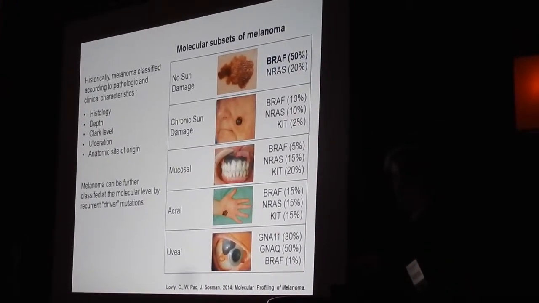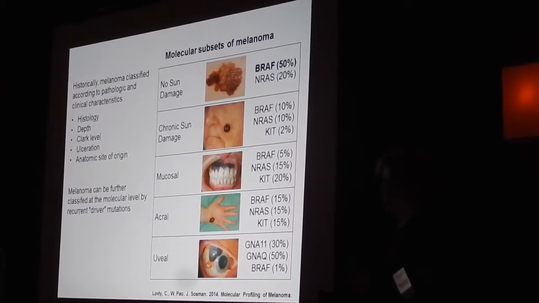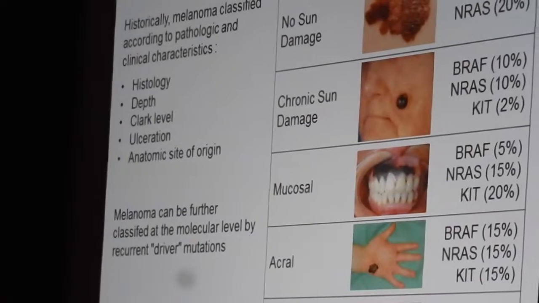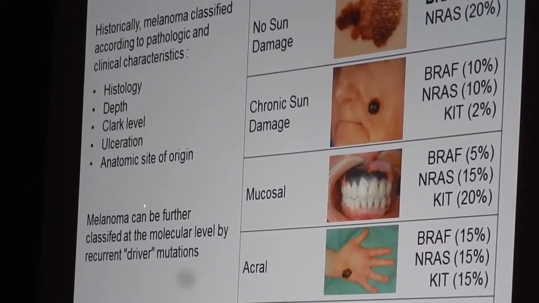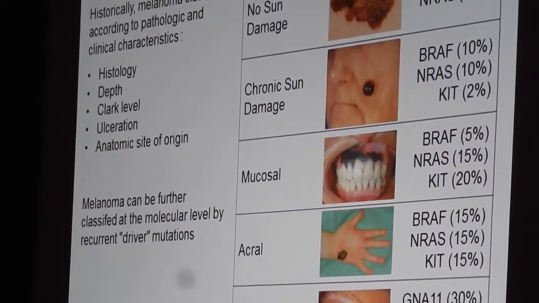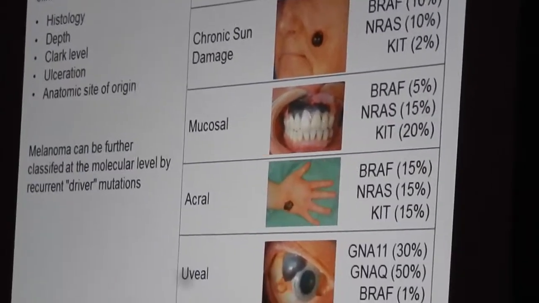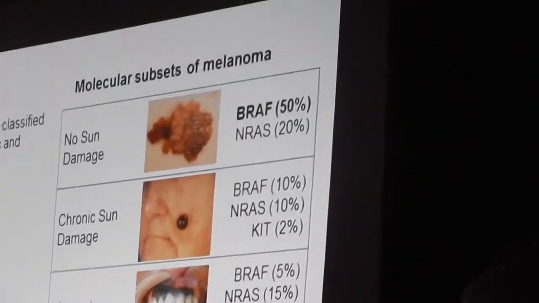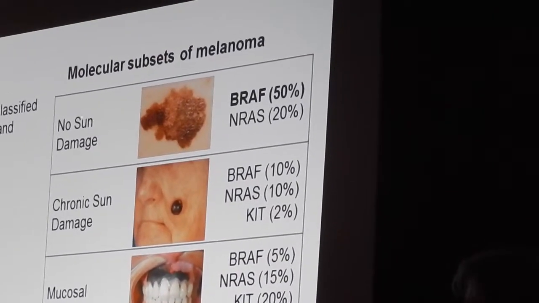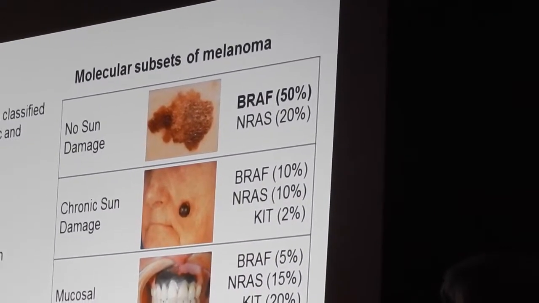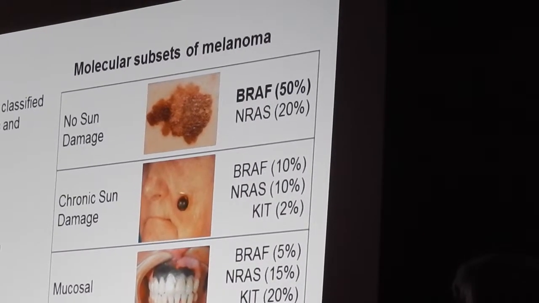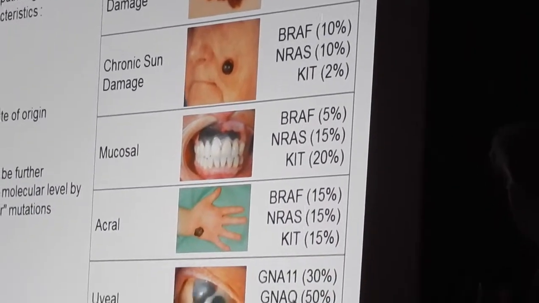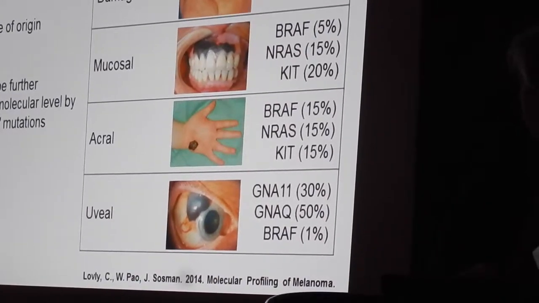Historically, melanoma has been classified according to pathological and clinical characteristics, which include the histology, the depth of the tumor, the Clark level, the ulceration, anatomic sites, and other pathoclinical features. But it can further be subdivided or classified at the molecular level by recurrent driver mutations. If you look at subsets of melanoma, based on clinical features, like whether the melanoma is in an area where there's no sun damage, typically areas of the body that don't get a lot of sun damage, versus chronically exposed skin, or if it's in the mucosal surface or on the acral surface or in the eye, different mutations have more likelihood of being present than other ones.